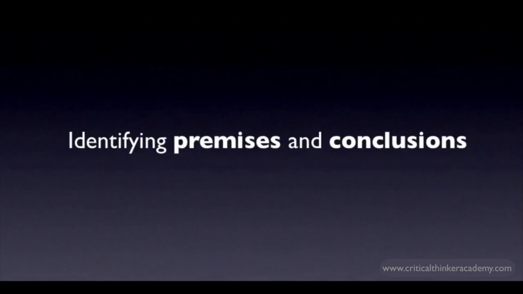Argument analysis would be a lot easier if people gave their arguments in standard form, with the premises and conclusions flagged in an obvious way. But people don't usually talk this way or write this way. Sometimes the conclusion of an argument is obvious, but sometimes it's not. Sometimes the conclusion is buried or implicit, and we have to reconstruct the argument based on what's given. And it's not always obvious how to do this.